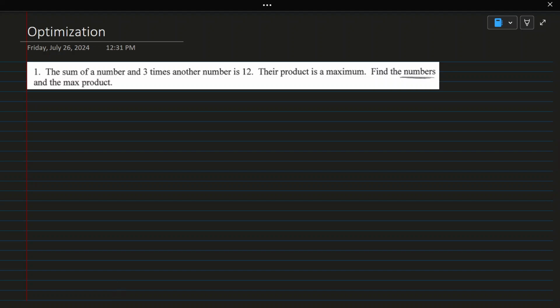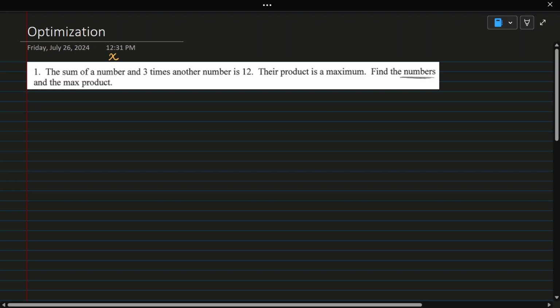So the sum of a number and 3 times another number is 12. Their product is a maximum. Find the numbers and the max product. So what is this telling us? We'll let the first number be x and the other number be y. So this is telling us that the sum of a number and 3 times another number is 12. And we know that their product is a maximum. So I'll define this function, say p for product, and this will be x times y. And we know that it's a maximum.